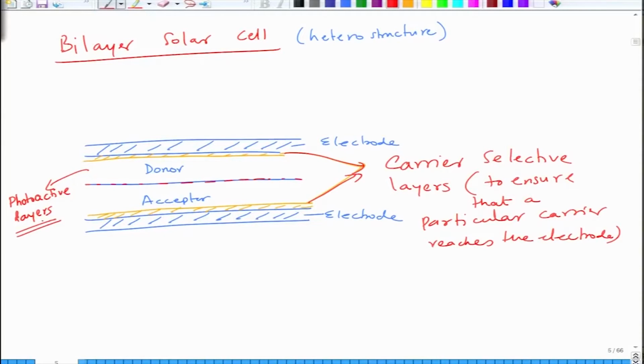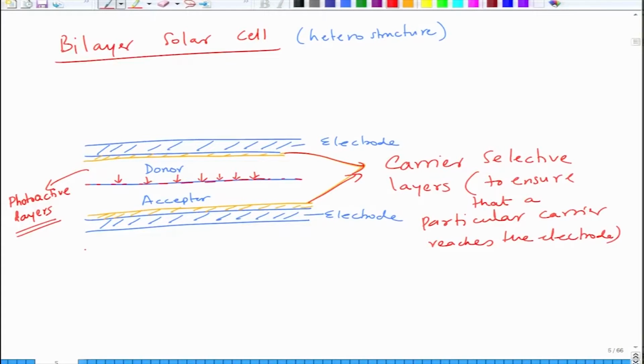Donors have better absorption for light as compared to acceptors. So your light will fall here, you will create excitons, these excitons will move towards the interface, and because of differences in HOMO and LUMO of the donor and acceptor, we will have an internal electric field which will break these excitons into free charge carriers, which will then move towards the electrode.